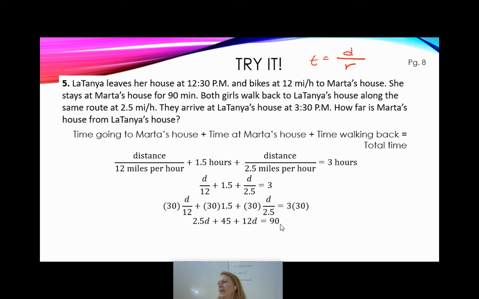Ooh, I have like terms. We should combine those, right? I got like terms, 2.5D plus 12D. I should combine those for 14.5D. Yeah. Ooh, and now we can subtract 45 from both sides, right? That's how we undo addition. Whoa, we subtract. Too bad my handwriting's gone wonky. 90 minus 45 is, of course, 45.